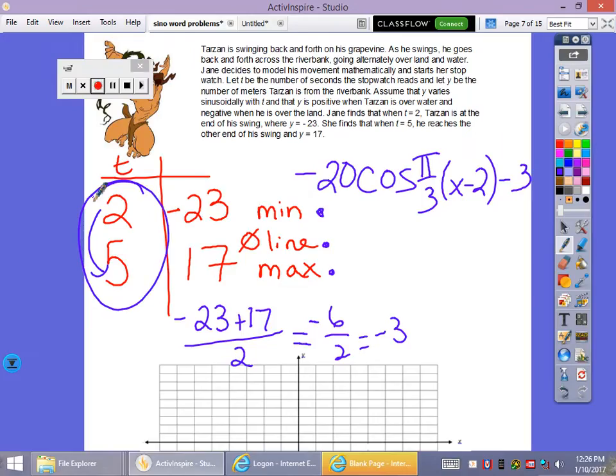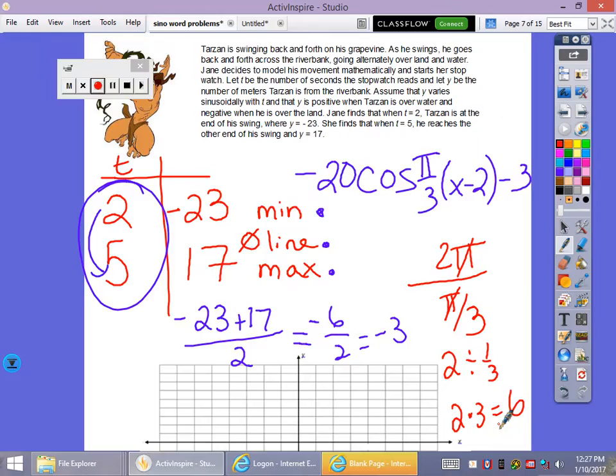So we're going to prove that this works, right? A full rotation is 2 pi, and my trip only took pi over 3, right? The pi's would cancel. So then it becomes 2 divided by 1/3, which is 2 times 3, which is 6. So a full trip was 6 seconds. When he did a full trip, it took 6 seconds, right? Half a trip was 3 seconds, and then another 3 seconds.